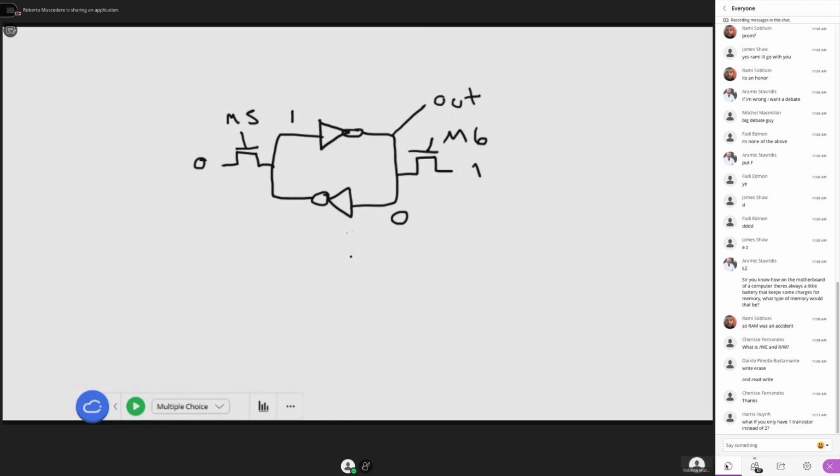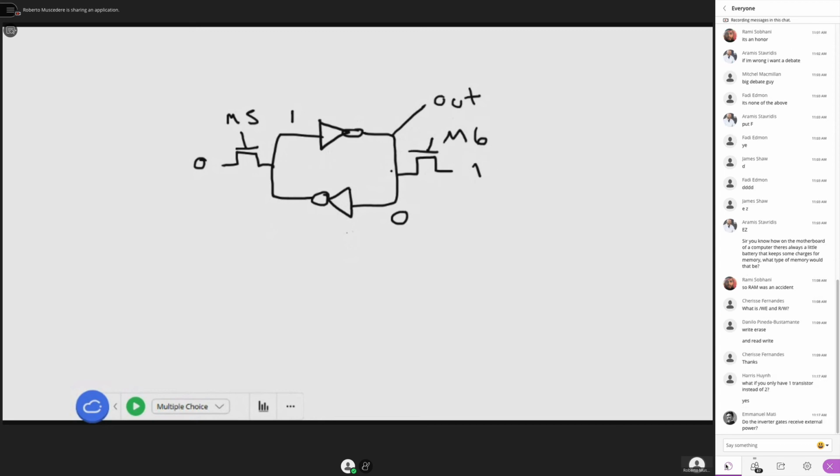That's what we like about SRAM. What if you have only one transistor instead of 2? Well, these, like here, you mean? Like only M5, for example, instead of M6? Is that the question?